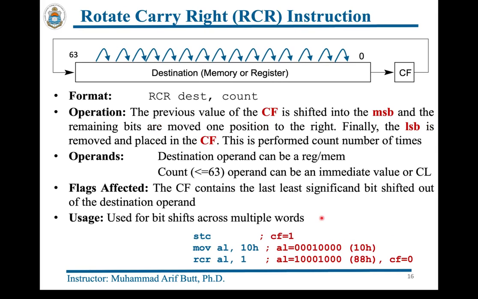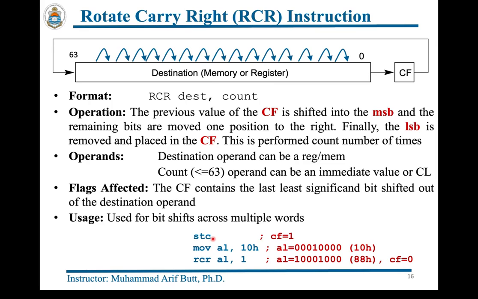And finally, this slide describes the rotate through carry right, RCR, which is similar to rotate through carry left, with the difference that over here the bits are shifted to the right, and of course through the carry flag. Over here again, the 64-bit destination register, or maybe the memory, works as if it is a 65-bit register with the carry flag on the least significant bit side. And this is the code snippet that describes the entire process.